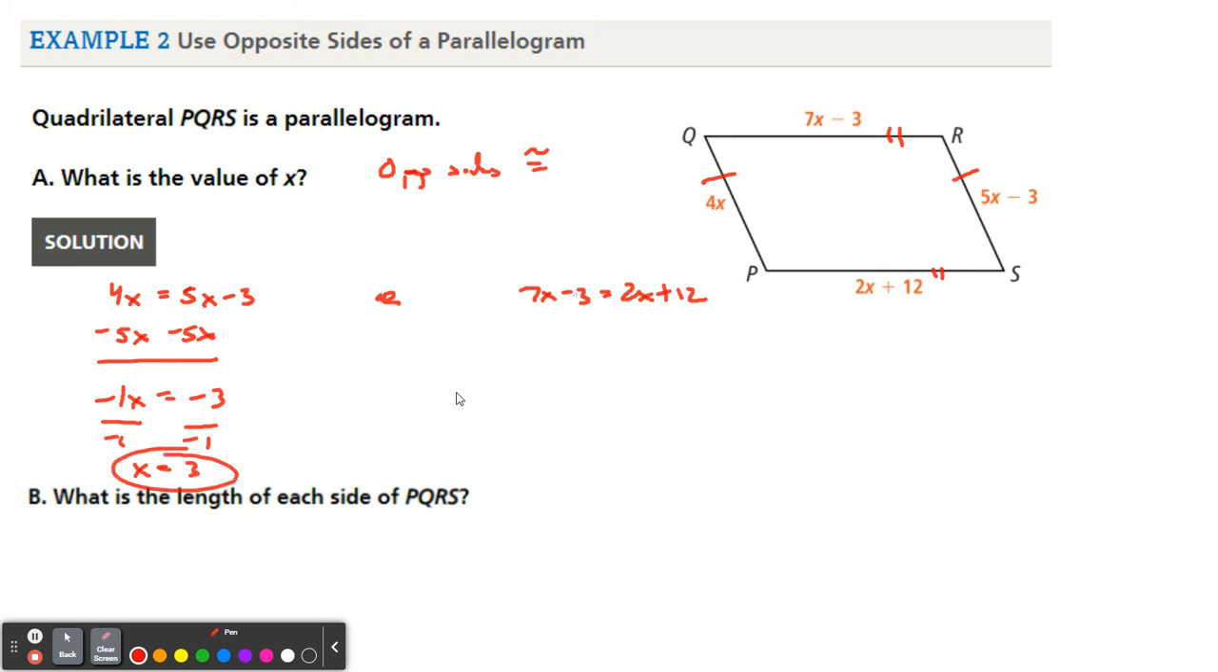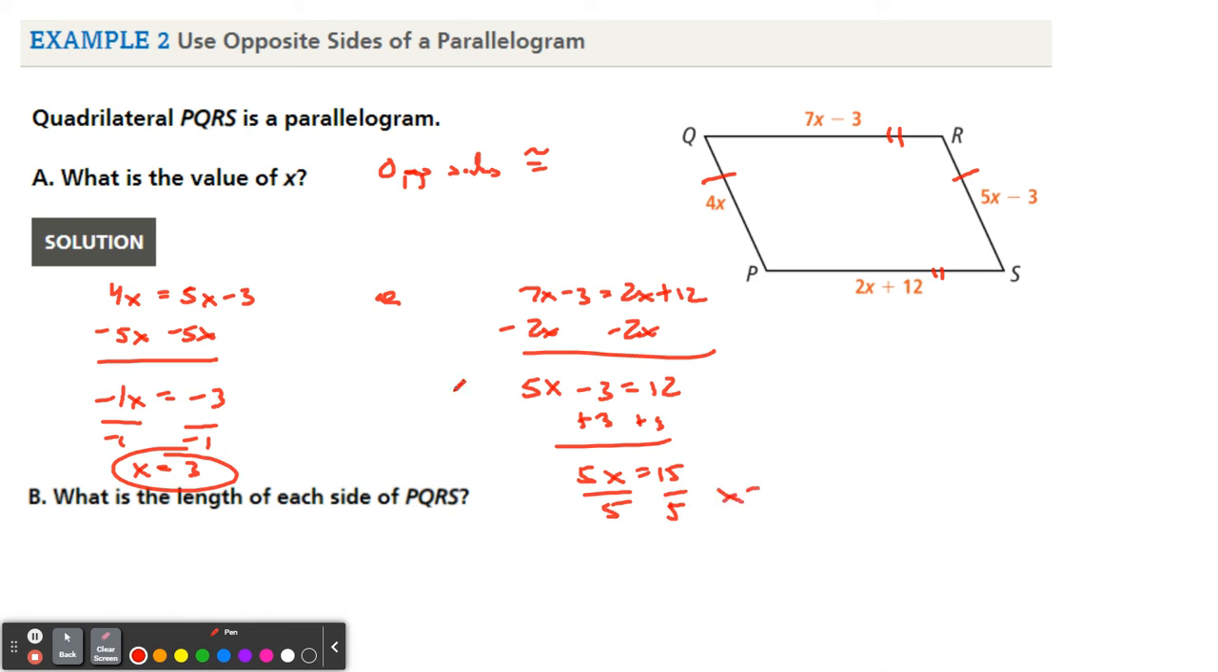I think the same thing will happen here. There are no like terms to combine right now, so let's move across the equal sign. I'll subtract 2x from both sides. That makes this 5x minus 3 equals 12. I'm going to add 3 to both sides. That makes this 5x equals 15, and divide by 5. And x is also 3. So no matter how you slice it, boom, you get 3.